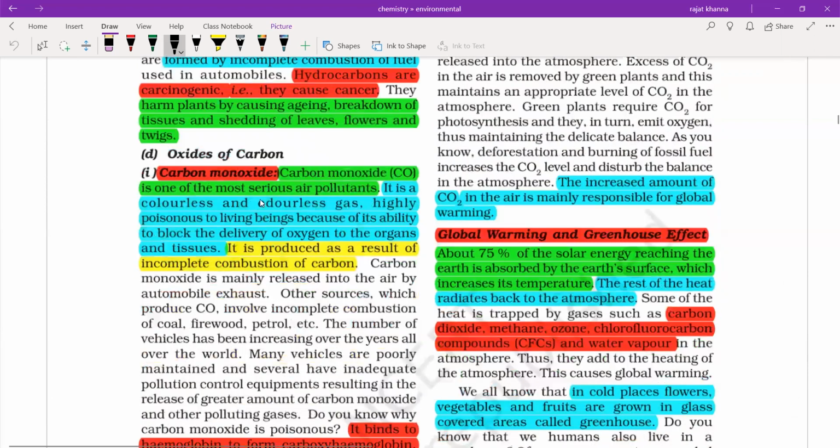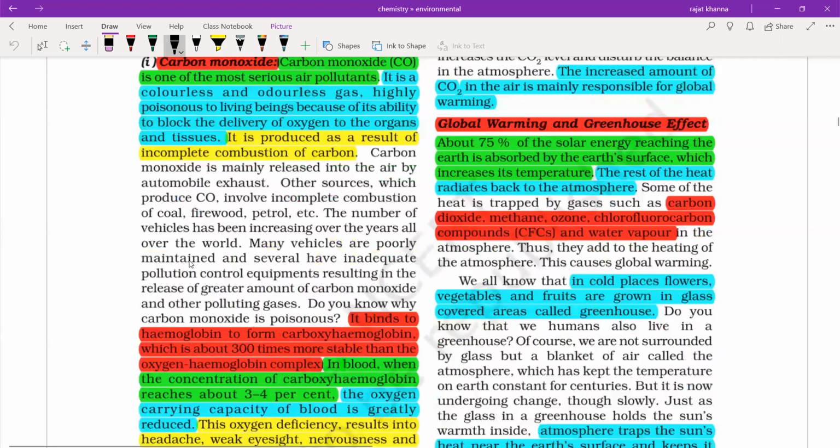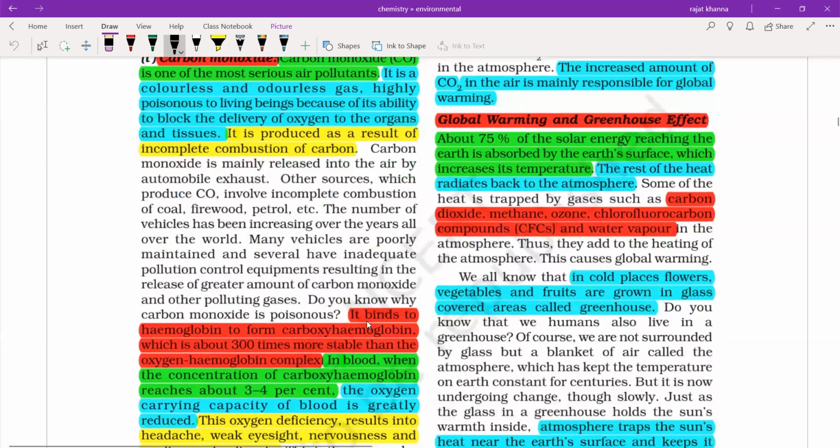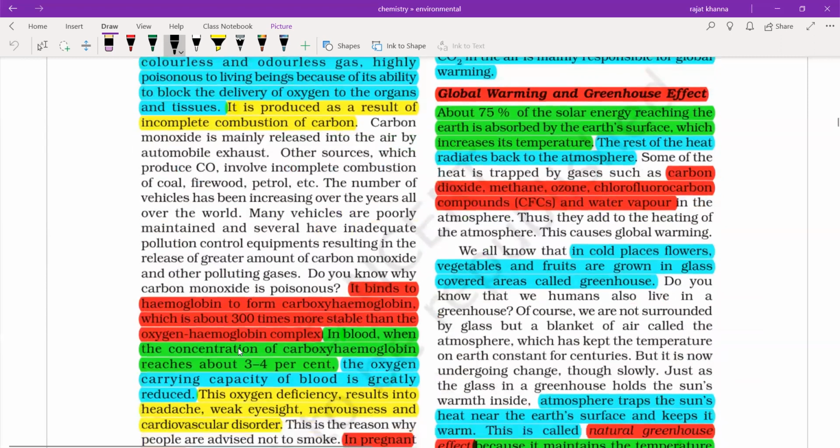Oxides of carbon: a major air pollutant is carbon monoxide, a colorless, odorless gas, highly poisonous to living beings because of its ability to block the delivery of oxygen to the organs and tissues. It is produced as a result of incomplete combustion of carbon. It binds to hemoglobin to form carboxyhemoglobin, which is 300 times more stable than oxyhemoglobin.